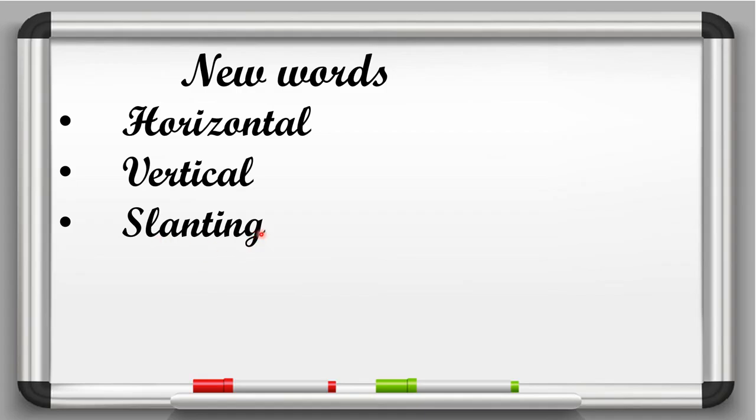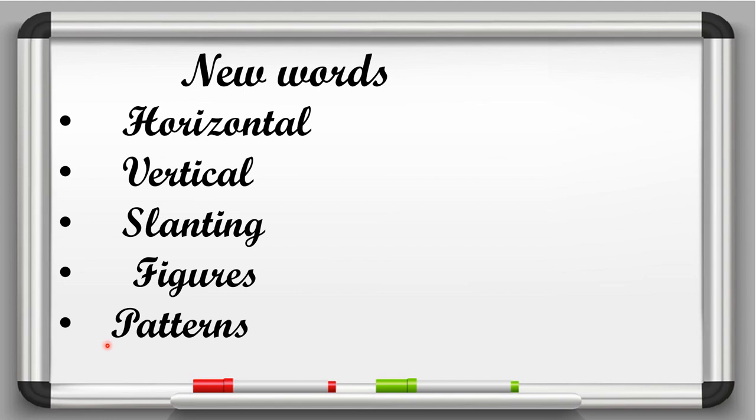Okay. Now the next is figures. F-I-G-U-R-E-S, figures. Figures क्या होती है बेटा? जो हम shapes बनाते हैं different types की, that are the figures. Okay. And the next is patterns. P-A-T-T-E-R-N-S, patterns. Patterns को हम हिंदी में भी patterns ही बुलाते हैं. Okay बेटा? So you have to learn all these new words.